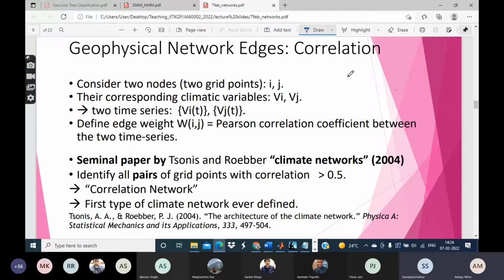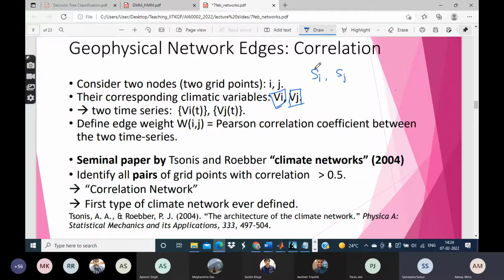So what we do is, let us consider any two nodes, let's call them I and J. As mentioned earlier, each of them is associated with a location, say Si and Sj. At location Si, we are measuring one particular geophysical variable Vi. At location Sj, we are measuring another variable Vj. These two may be the same or different, no issues with that. And for both of them, we have time series.